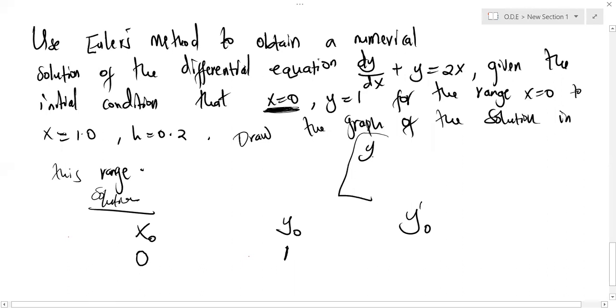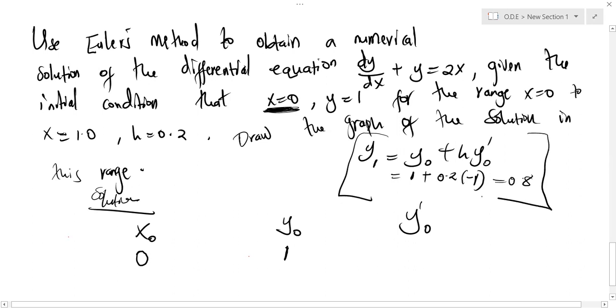so guys, our y1 is given by y naught plus h y prime. That is from the Euler's formula. So if we replace the values here, we will have 1 plus 0.2 into minus 1, which is our y naught prime. So our y1 will be given by what? This will be 0.8. That's our y1.